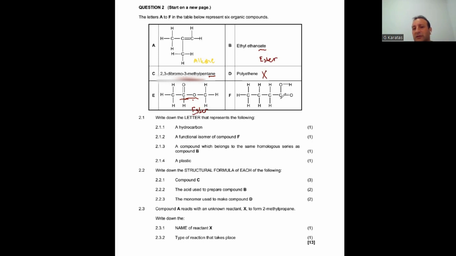So this is an ester, not a carboxylic acid. And the next one is C double bonded oxygen, and there is an OH on the other side that makes it a carboxyl group. So compound F is a carboxylic acid.